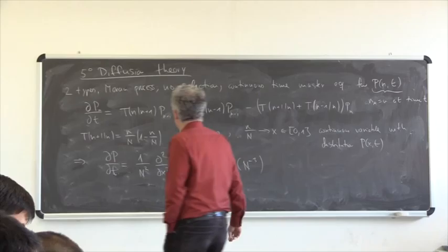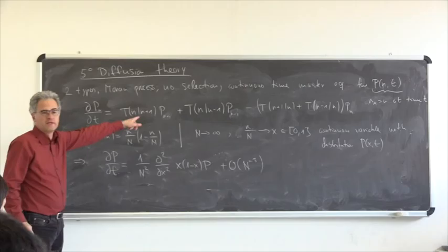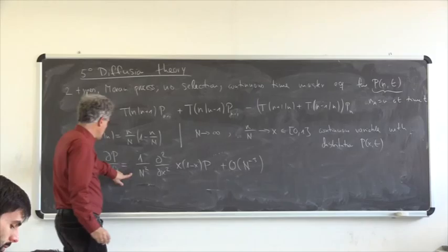This is a little calculation that you can just do. It's basically all about the n plus ones and the n minus ones which don't precisely cancel. And if you figure out what remains, then it's precisely this equation here.